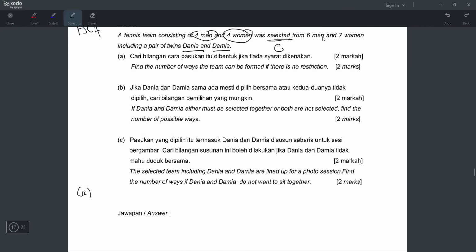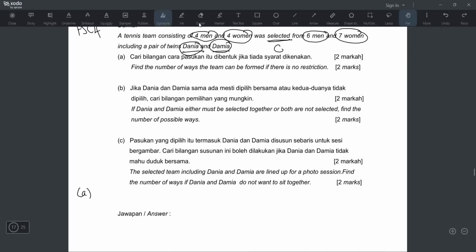Okay, the 6 men, 7 women already includes these twins, right? But the problem is the Dania, Damia is man or woman? Okay, I usually don't like this kind of question because I'm usually not good at knowing whether the name is a boy name or girl name. Okay. But I did some research lah. Dania is a girl's name. Yeah, because I really don't know. Like Dania is boy or girl also, I really don't know.